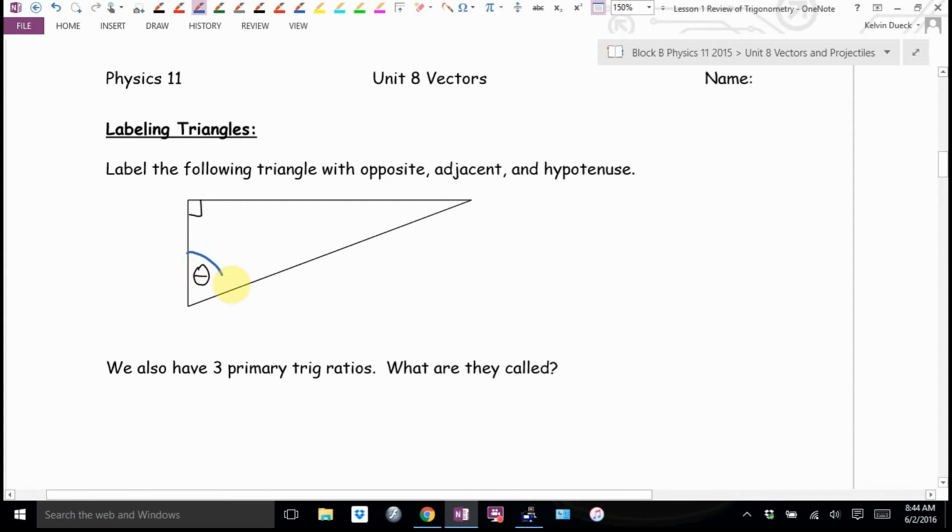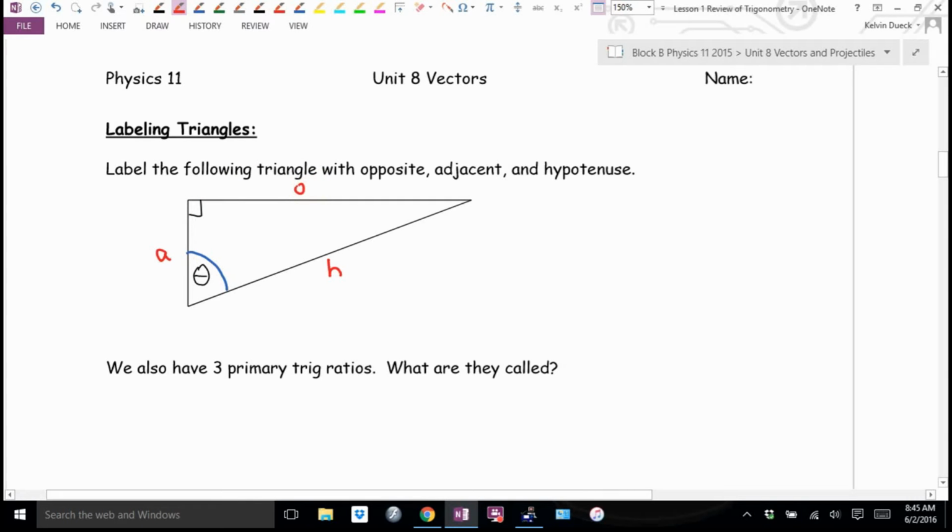If we're dealing with this angle right here, all triangles have three sides, and if they're right-angled triangles, if they have a right angle, we say that the three sides are called opposite, adjacent, and hypotenuse. The long, skinny, diagonal side is that, and we label that with a little letter H. This short vertical side, what's that? The horizontal side.